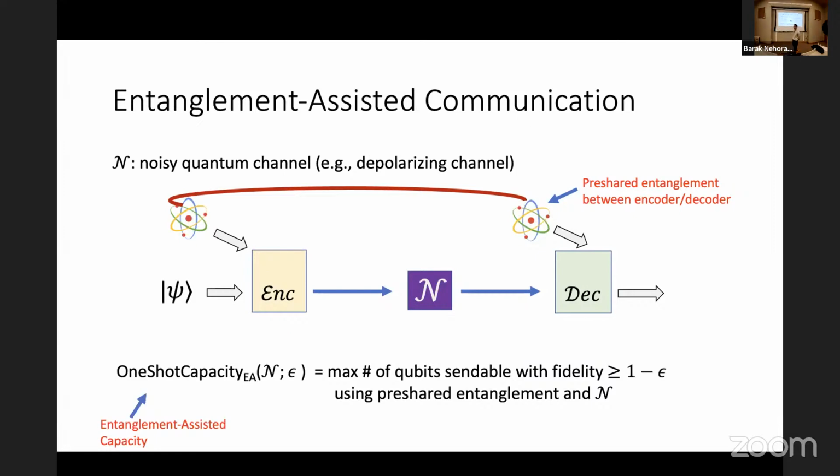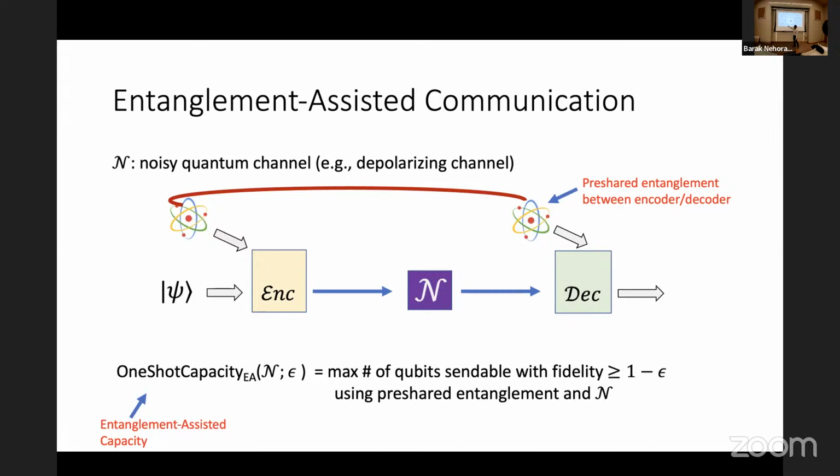So this is the model. And you can define what I'll call the one-shot capacity, entanglement-assisted, of a noisy quantum channel. This is the maximum number of qubits that you can send using some encoder and decoder, where at the end, when you get the state, it achieves fidelity, the accuracy, 1 minus epsilon. How close is the output state to the original input state? Using some amount of pre-shared entanglement and one use of this channel.